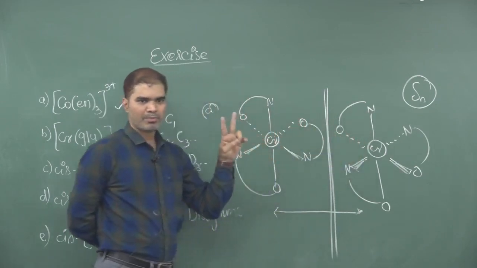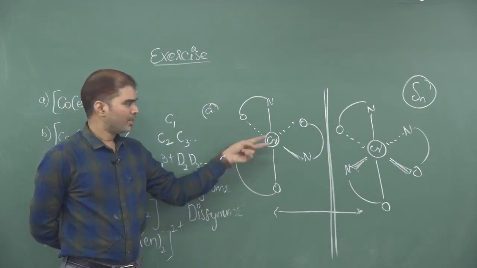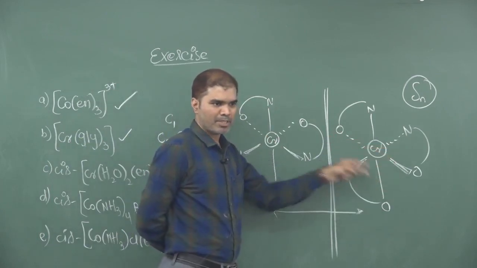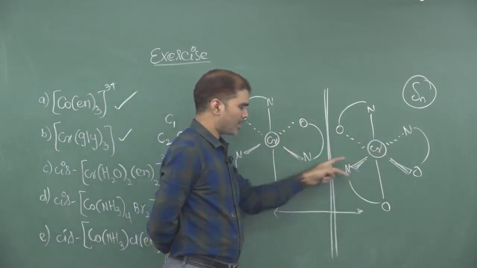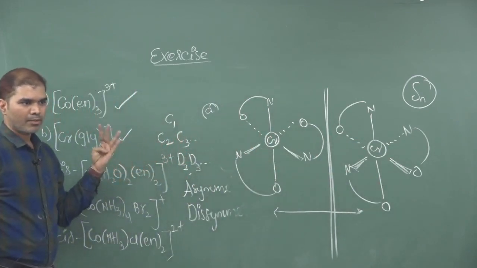Two geometrical isomers, of which each one can exist as an optically active molecule. So this has its enantiomer, this has its enantiomer. I mean its mirror image is present, mirror image is present. So 2 plus 2, 4. How many stereoisomers? Altogether 4 stereoisomers.